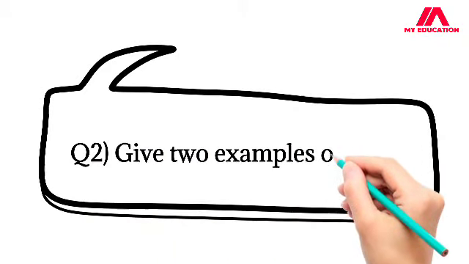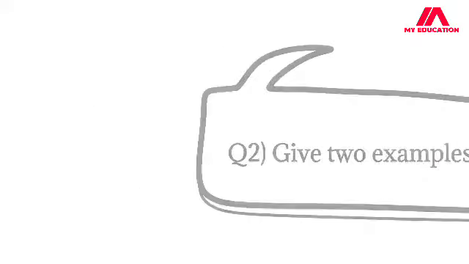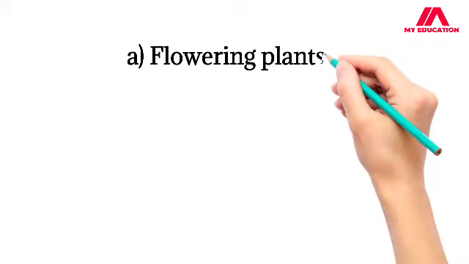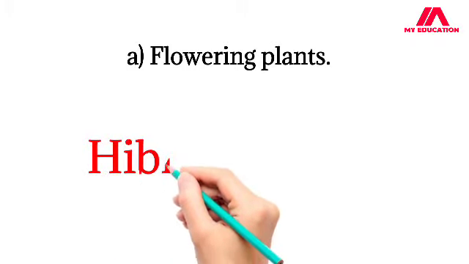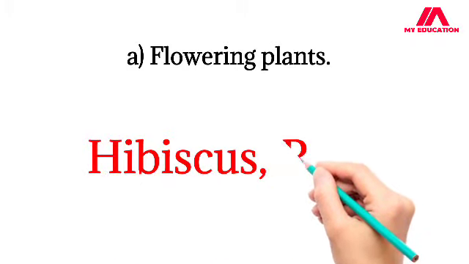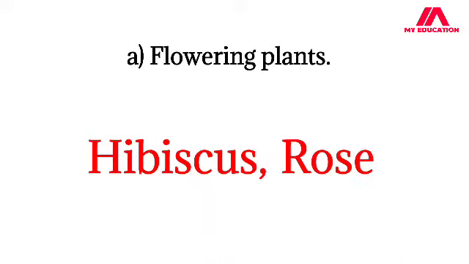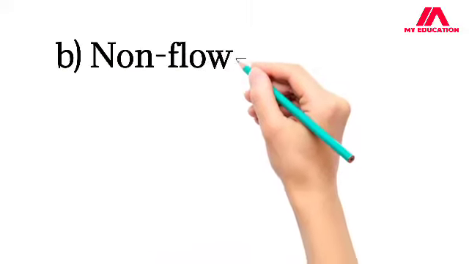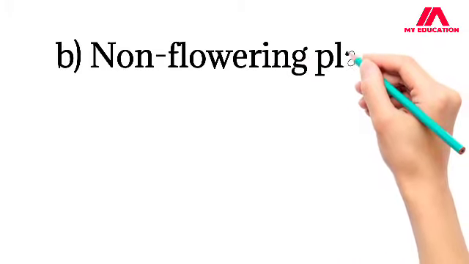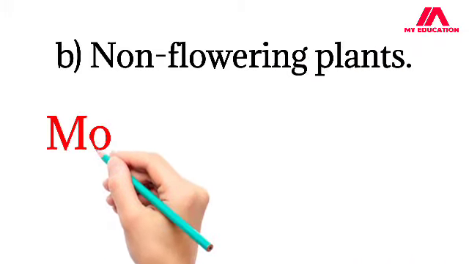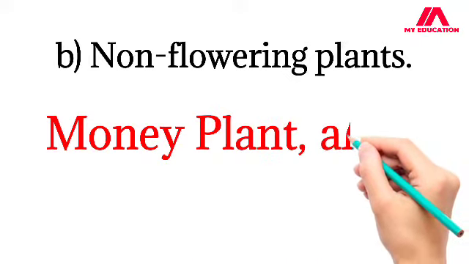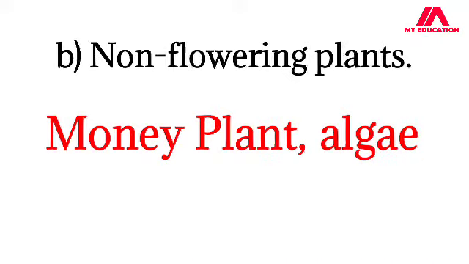Question 2. Give 2 examples of each. A. Flowering plants. Hibiscus, rose. B. Non-flowering plants. Money plant, algae.